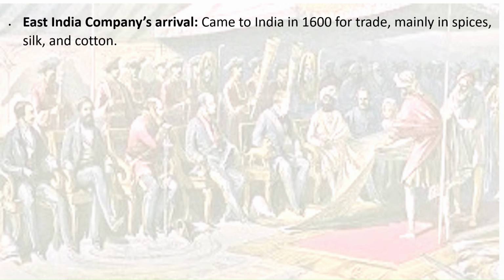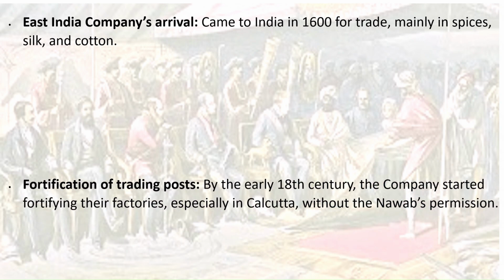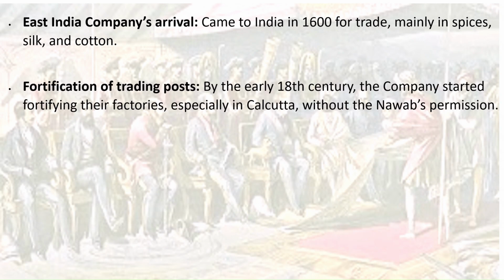East India Company's arrival. The East India Company came to India in 1600 for trade, mainly in spices, silk and cotton. Fortification of trading posts. By the early 18th century, the company started fortifying their factories, especially in Calcutta, without the Nawab's permission.